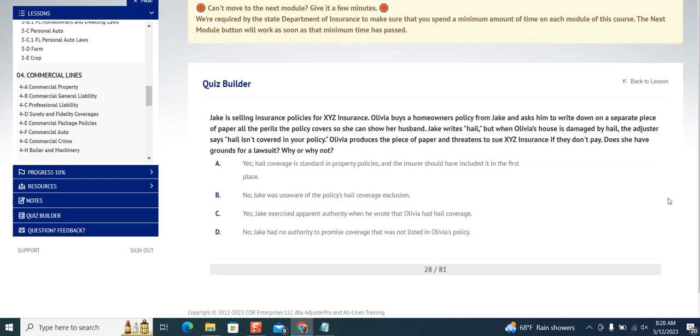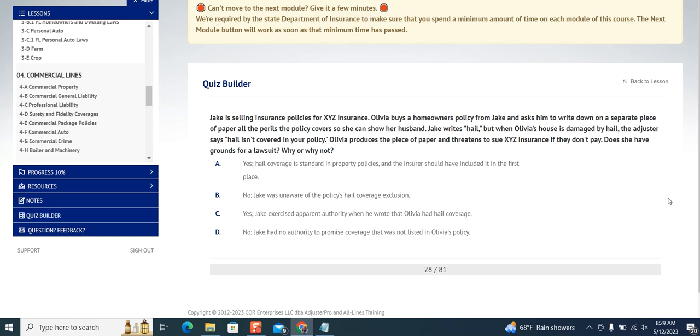Jake is selling insurance policies for XYZ Insurance. Olivia buys a homeowner's policy from Jake and asks him to write down on a separate piece of paper all of the perils the policy covers so he can show her husband. Jake writes hail, but when Olivia's house is damaged by hail, the adjuster says hail isn't covered in the policy. Olivia produces the piece of paper and threatens to sue XYZ Insurance if they don't pay. Does she have grounds for a lawsuit? Why or why not?